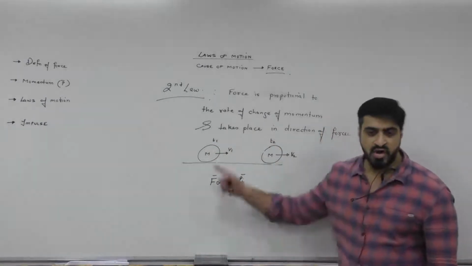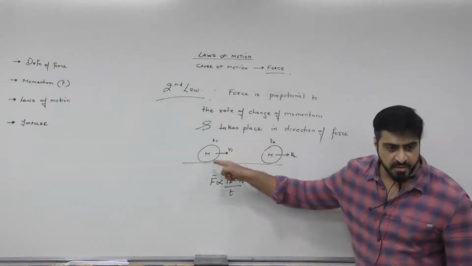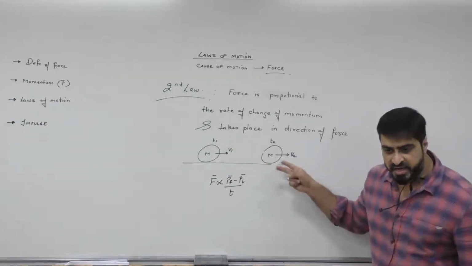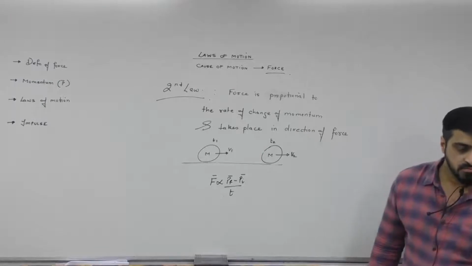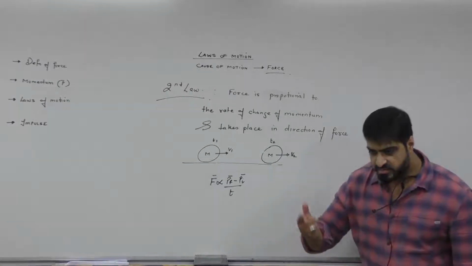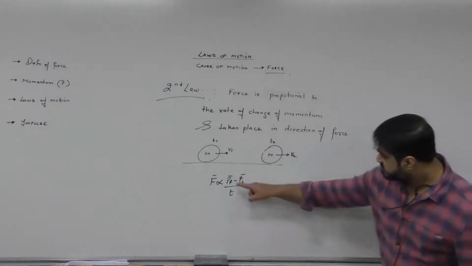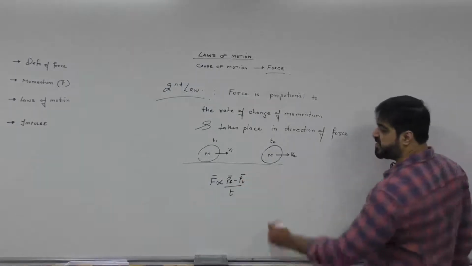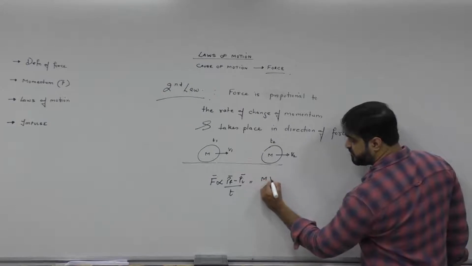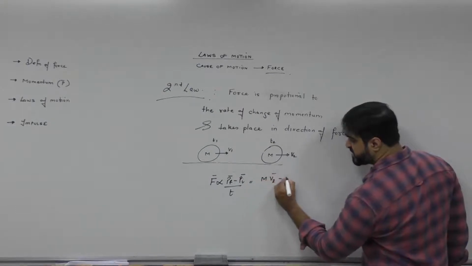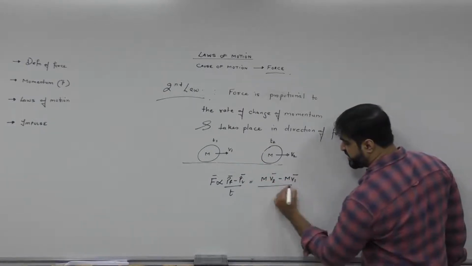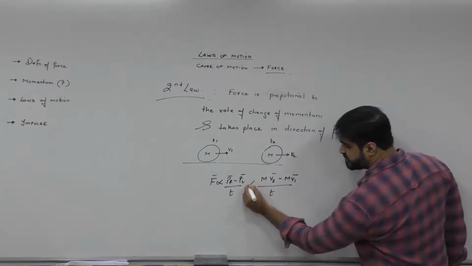Okay, this happened at 9 AM, this is happening at 9.1 AM. So obviously the difference will become 1 minute. P final minus P initial. What is the formula of P final? mv2 bar minus mv1 bar by t, and it is proportional to that.